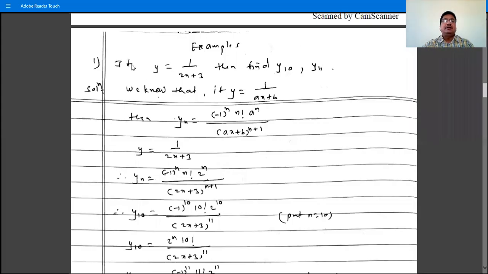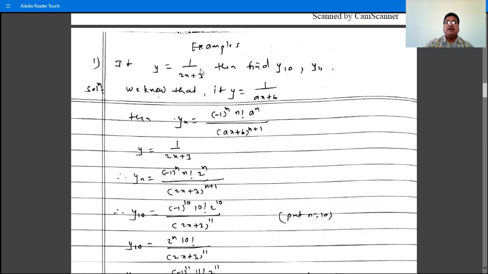Problems on the nth order derivative. If y is equal to 1 by 2x plus 3, then find y10 or y11 or yn. So y is of the type ax plus b. If y is 1 divided by ax plus b, then yn is what? Minus 1 raised to n, n factorial, a raised to n, divided by ax plus b raised to n plus 1.